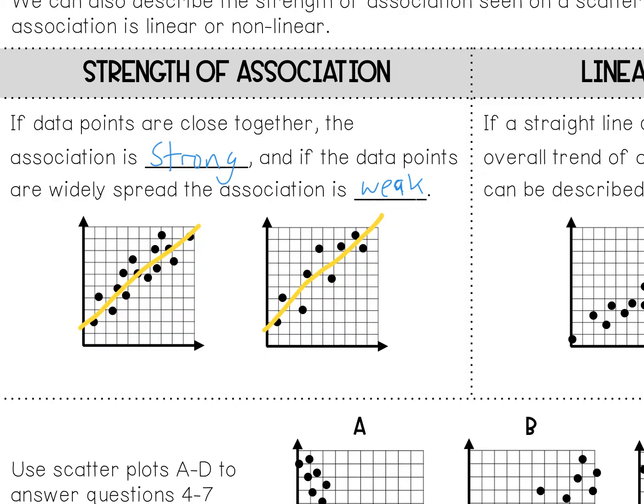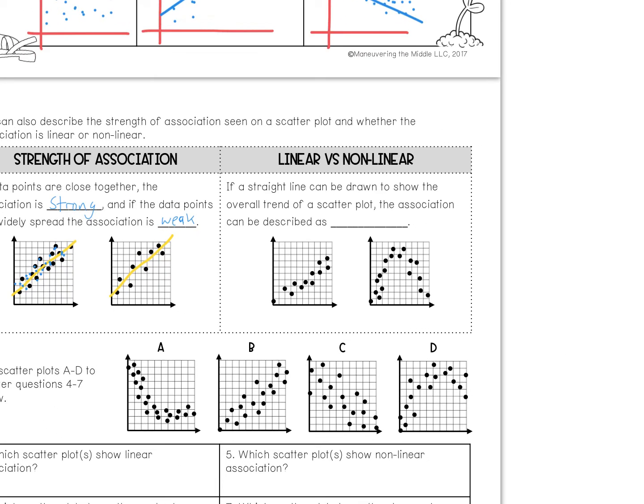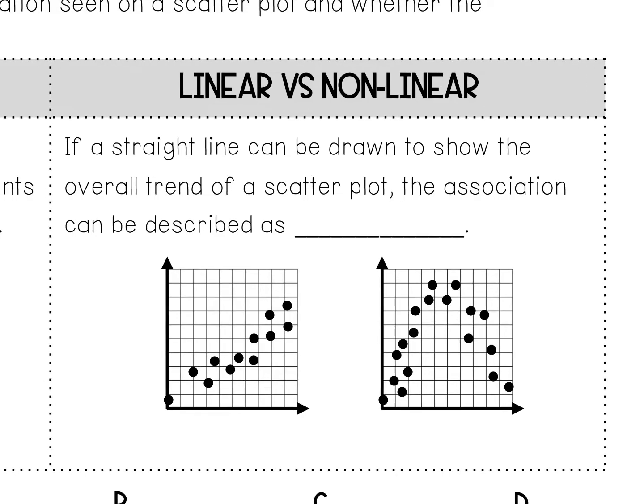So if I had even more data, all these blue dots as well, right? Then that would mean there's a very strong chance that that trend line accurately displays the data. And we'll talk about that again later. So if a straight line can be drawn to show the trend, the association can be described as linear, as a line, linear.